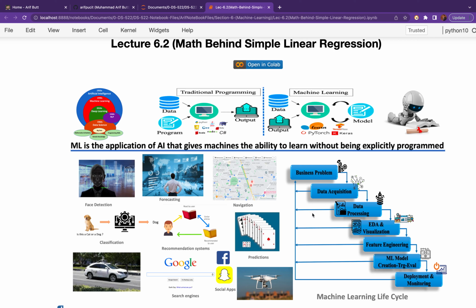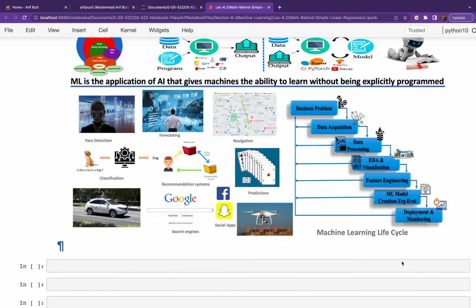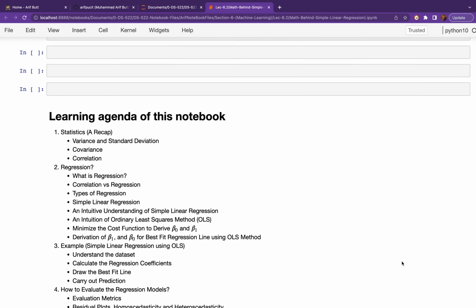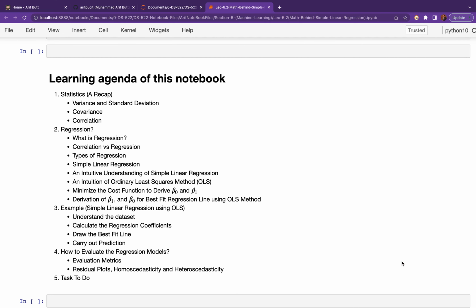So my dear students, out of these 7 phases of the machine learning lifecycle shown in this image on the right, which I discussed in the previous session as well, we will be spending much of our time in this sixth phase, and that is machine learning model creation, training, and evaluation. With this premise, let us move on to the agenda of today's session.